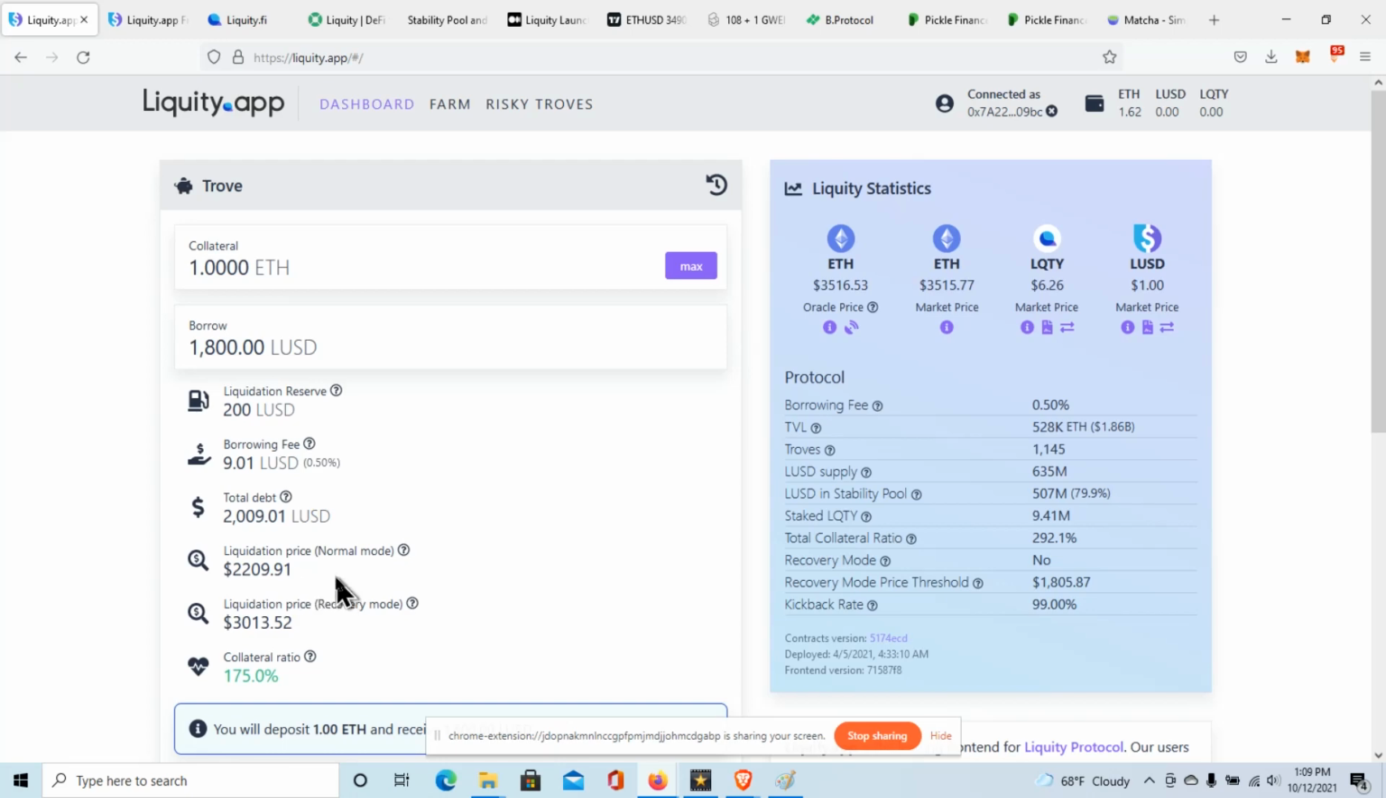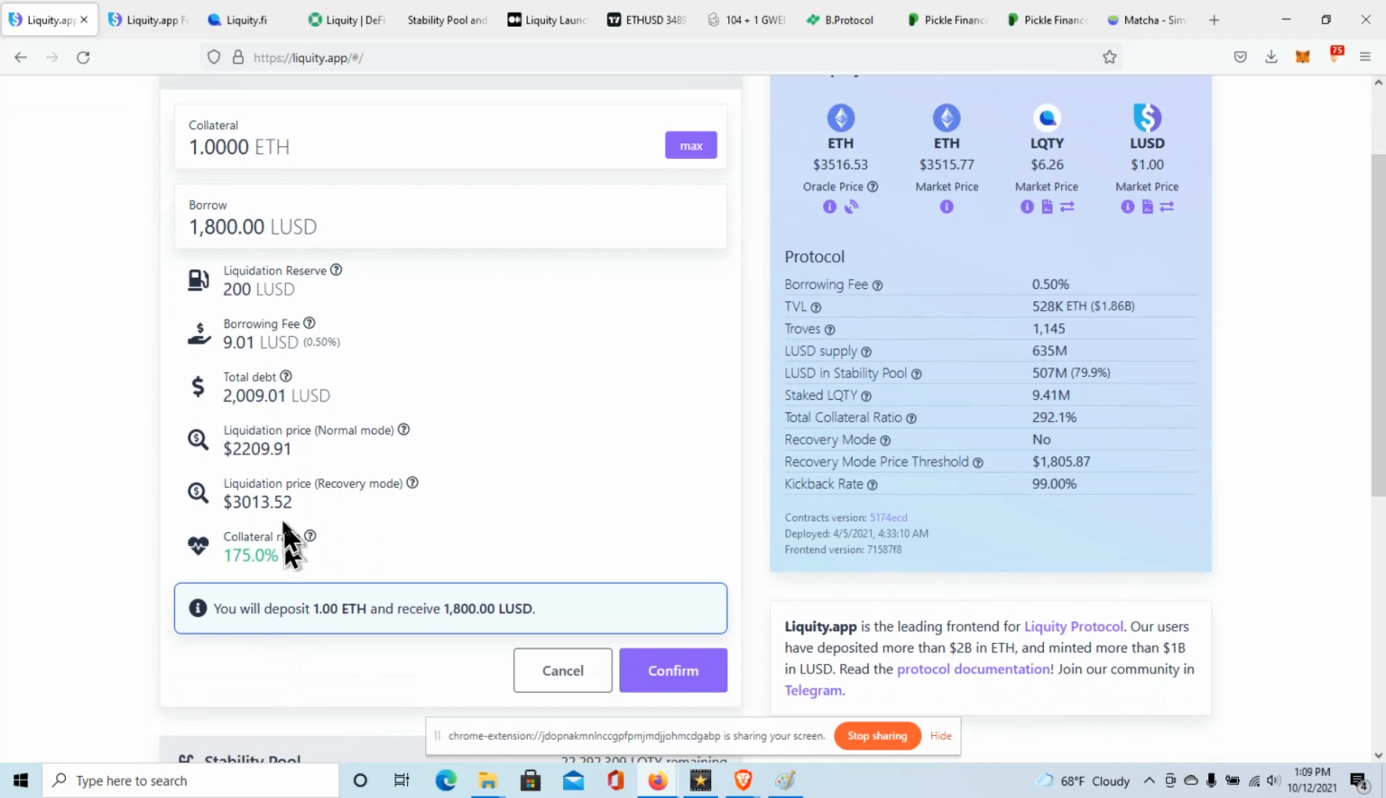If ETH, let's say, were to have a huge drop very fast, it's possible for the protocol to have a very low TVL, but the LUSD supply didn't decrease as much, and that means that it could go into recovery mode and your liquidation price will be much higher now. So keep that in mind, okay? So with this, your collateral ratio is 175% given these parameters.